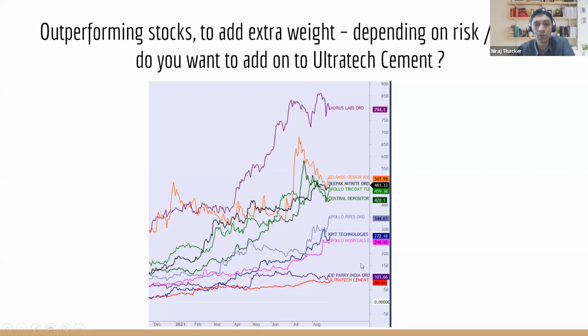You don't want to add to EID. You don't want to add too much into Apollo Hospital, correct? Like that. So if you want to divide, this should be the order. Maybe Deepak Nitrite, Apollo Tyres, CDSL, Apollo Pipes, KPIT, like that. But I'll be more comfortable in adding Laurus Lab, and based on fundamentals and all, maybe Apollo Tyres or KPIT, like that.